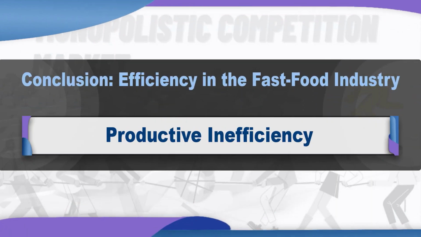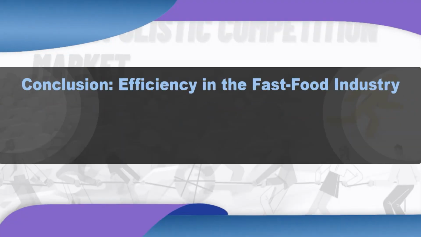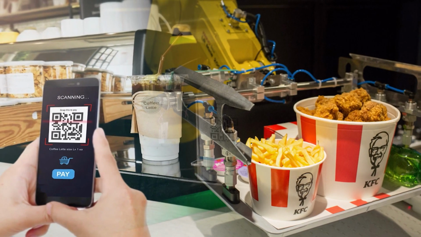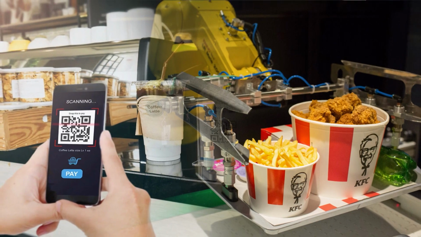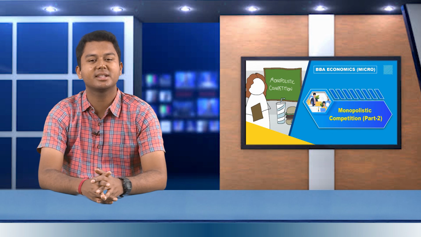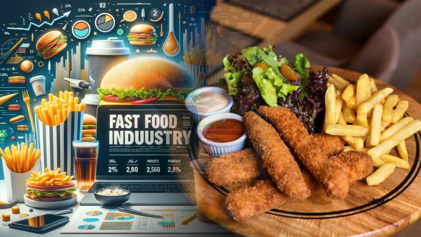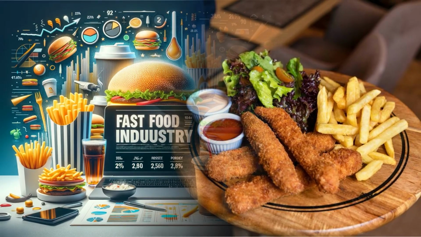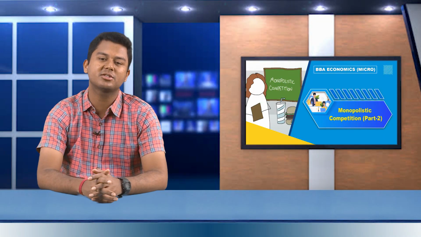Then productive efficiency, that is, the firm operates with excess capacity, not at the minimum point of the ATC curve. Dynamic efficiency, where there is a possibility for firms to invest in technology and improve consumer welfare over time. Looking at consumer benefits, despite inefficiency, consumers may benefit from differentiated products that cater to their preferences.